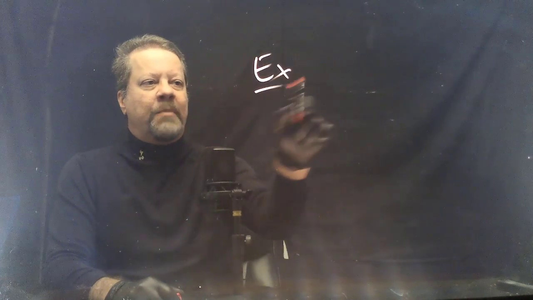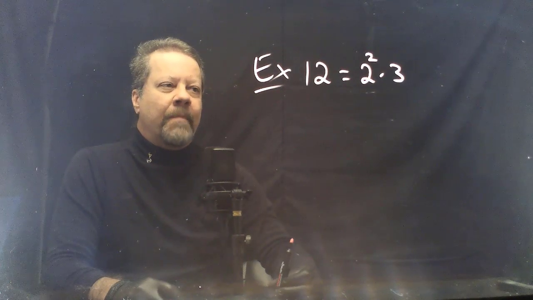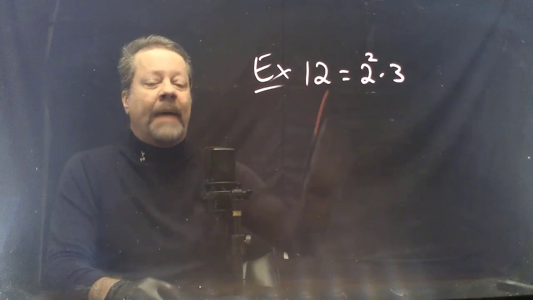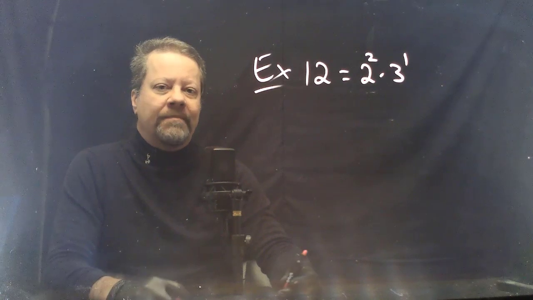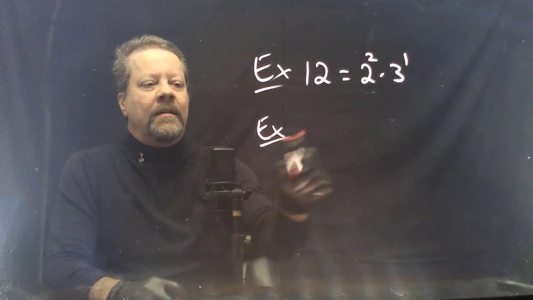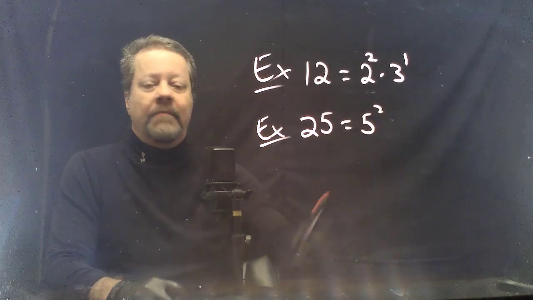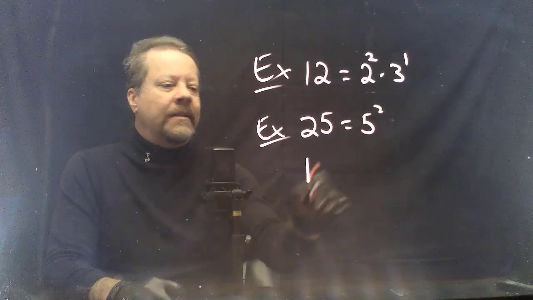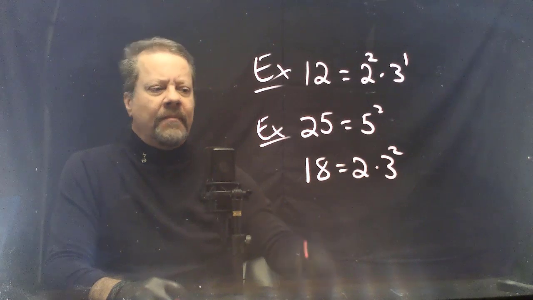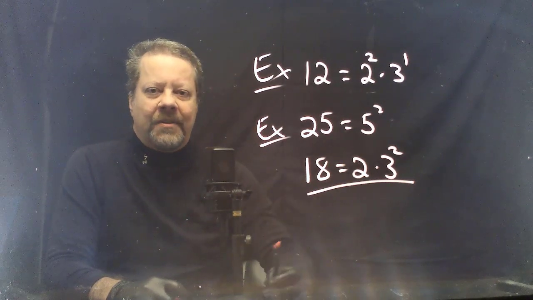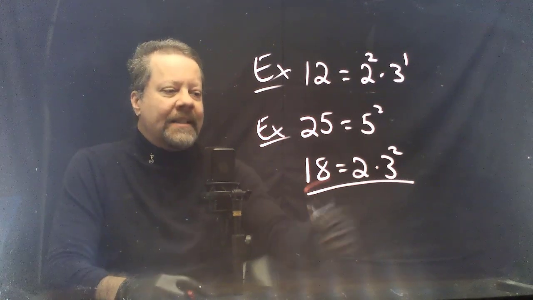As an example, 12 is 2 squared times 3. We're expressing 12 as a product of powers of primes. The implied power on the 3 is, of course, 1. What about something like, say, 25? Well, that's 5 squared. How about 18? That's 2 times 3 squared. Every natural number greater than 1 can be expressed uniquely, in only one way, as a product of primes.